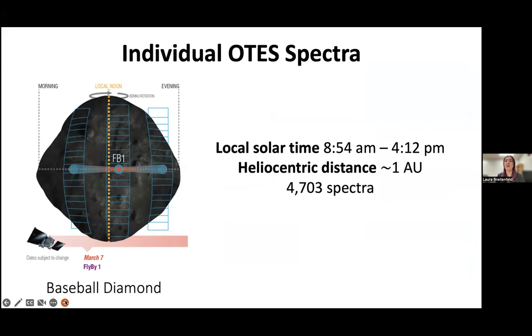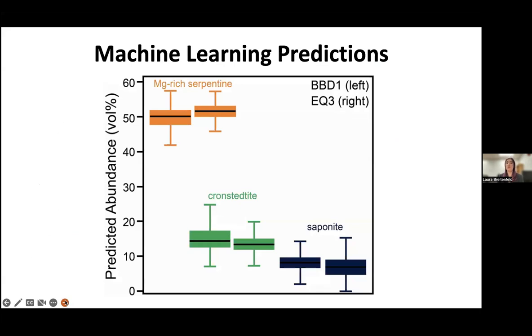In this work, I utilize the Baseball Diamond 1 station data from the OTES data. These spectra were collected at local solar times ranging from roughly 9 a.m. to roughly 4 p.m. And these measurements were made at a heliocentric distance of roughly 1 astronomical unit. So these are some of the warmest spectra that we collected during the mission, and that really translated to high signal to noise ratios.